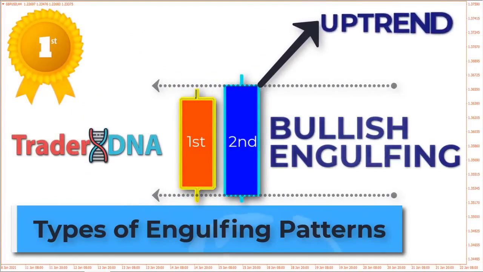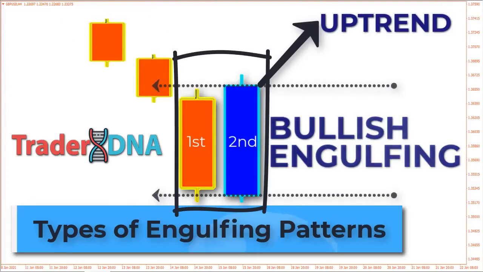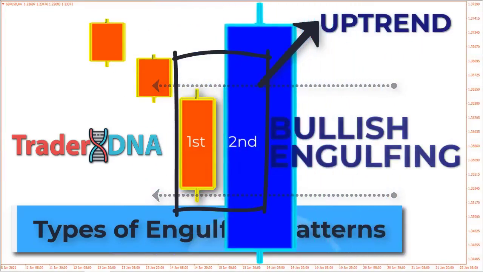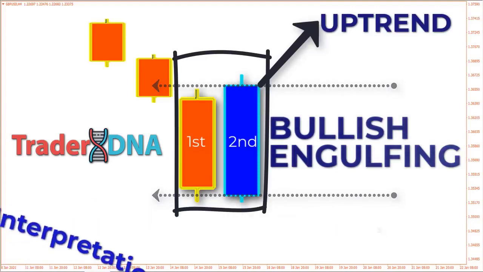This pattern appears in a downtrend and is a combination of one red candle followed by a larger blue candle. On the second day of the pattern, the price opens lower than the previous low, yet buying pressure pushes the price up to a higher level than the previous high, culminating in an obvious win for the buyers.